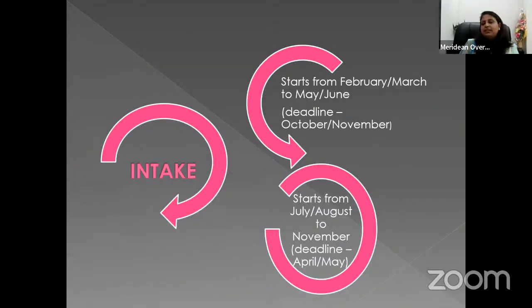Now, coming to the intakes. Majorly Australia offers 2 intakes: February and March intake, which we call semester 1, and then the July-August intake, which we call semester 2. Apart from these 2, we have a minor intake also, that is the November intake.